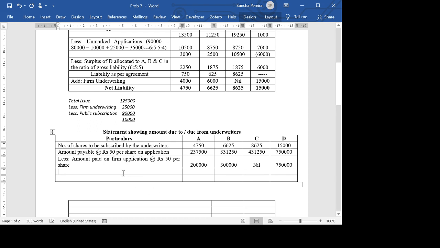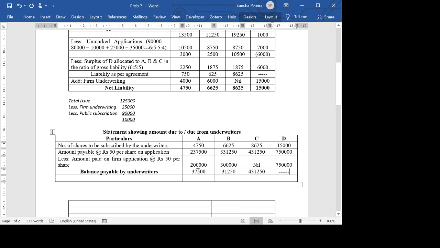Okay. So balance, very important now. Balance payable by underwriting. How much is the balance? In case of A, it's 37,500. In case of B, it is 31,250. In case of C, he has to pay the entire amount. He has not paid anything. So 4,31,250. In case of D, D does not have to pay anything.